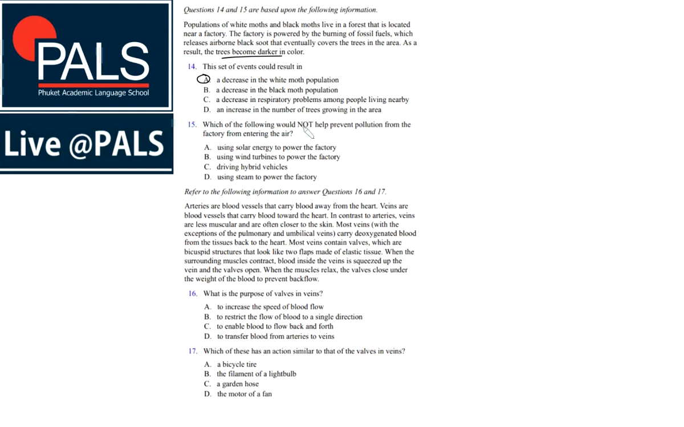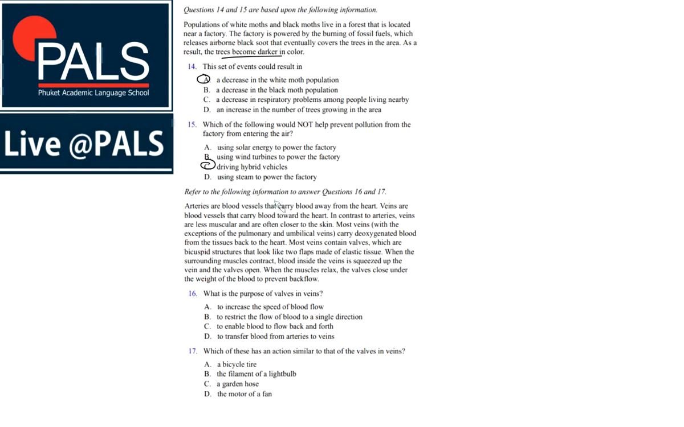Question 15. Which of the following would not help prevent pollution from the factory from entering the air? Using solar energy to power the factory, using wind turbines to power the factory, driving hybrid vehicles, using steam to power the factory. Probably C here. Driving hybrid vehicles has nothing to do with the factory itself. All the others directly relate to the type of energy that the factory uses. So the correct answer here is probably C.